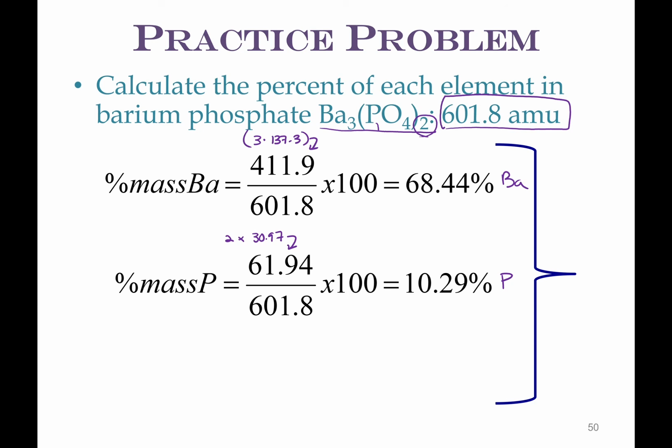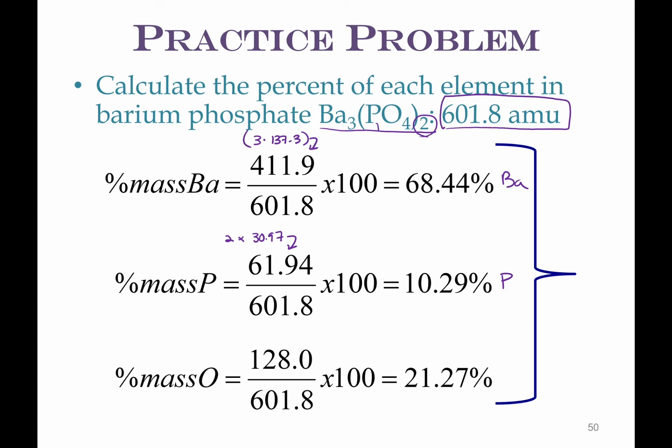You have enough of the stuff, so you can just say that 8 times the mass of oxygen is 128. So this is 8 times 16, giving you 128, and that is the mass percent for oxygen. Good, I hope that went well for you.